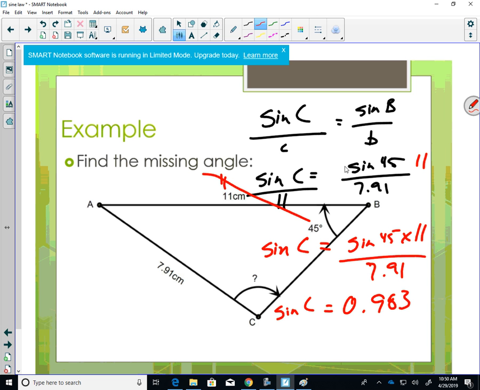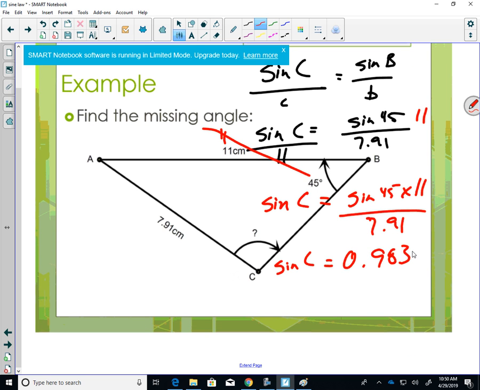sine of the angle. Now, do you remember from basic trig in grade 10 how to find the angle when you know the sine of the angle? The inverse, right? So you would write C equals, and to write the opposite, or inverse sine, you go sine to the minus 1. Have you seen that before? Sine to the minus 1, the inverse sine of that 0.983.